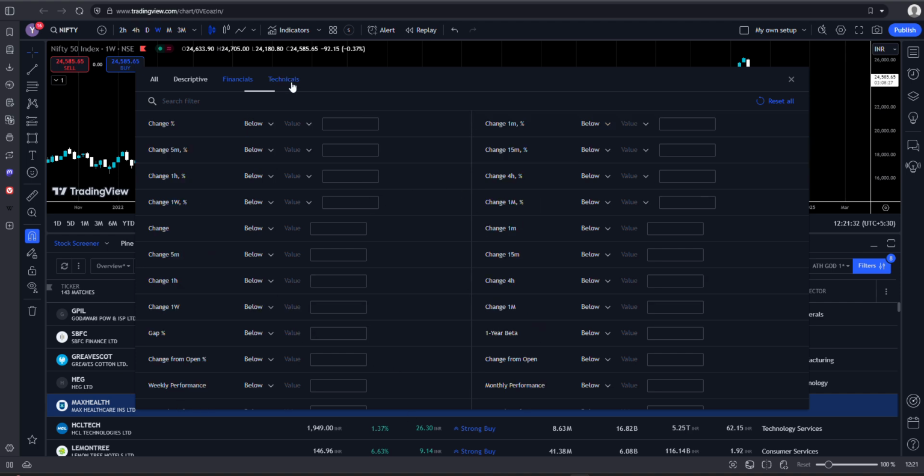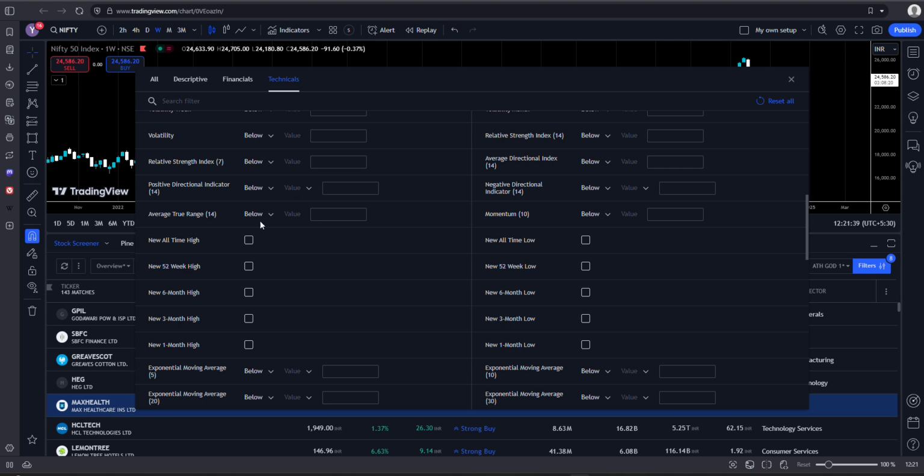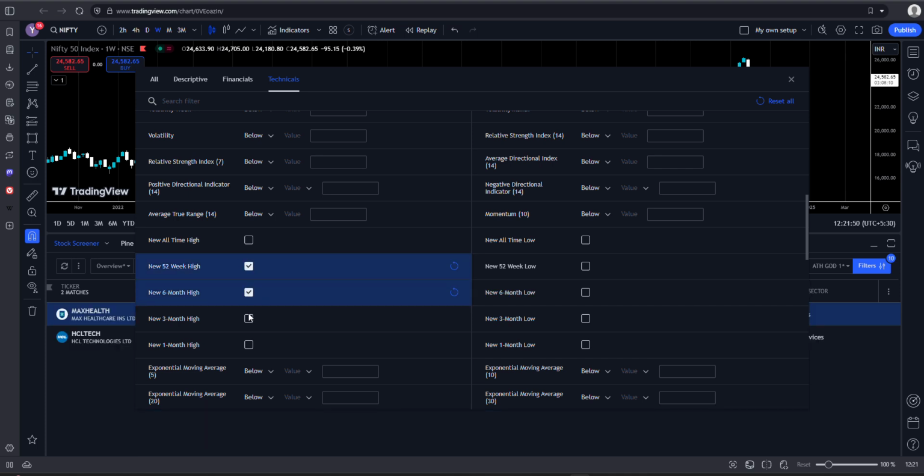Just jump to technicals. Once you jump to technicals, scroll down below and you will see an option like this. Just click on near 52 week high, new 6 months high, and new 3 months high. That's all. Only these three options should be selected. Once it is done, you are good to go.